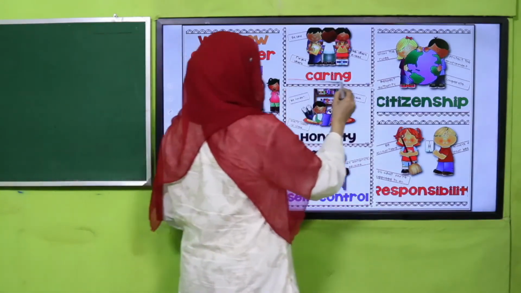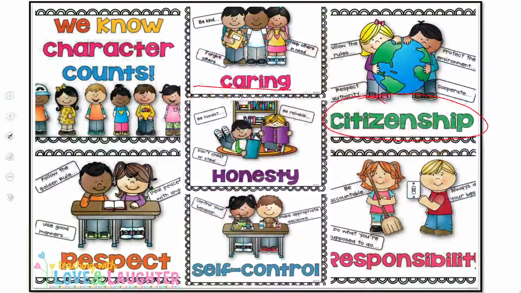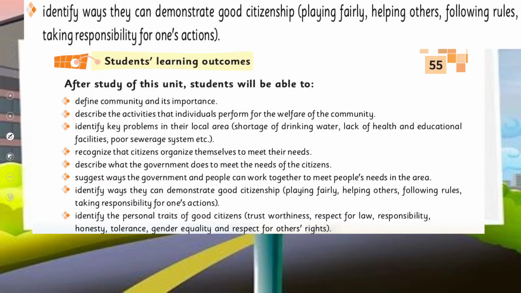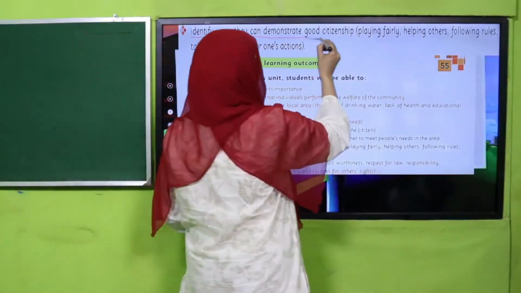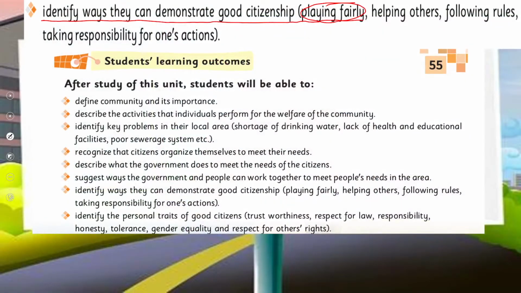They must be caring. They must have citizenship to help each other. They must respect each other. They must have self-control and patience. And they must be responsible. Okay? And they must be honest also. So these are the responsibilities of a good citizen, which they must have. So my dear students, in today's lecture, the students will be able to identify ways they can demonstrate good citizenship like playing fairly, helping others, following rules, taking responsibility for one's actions.